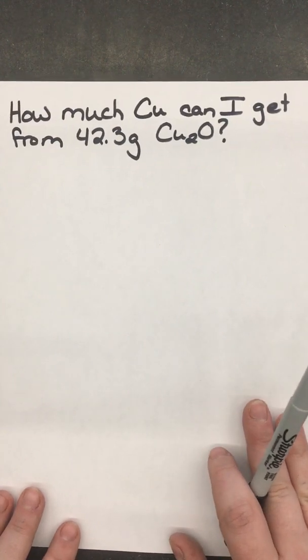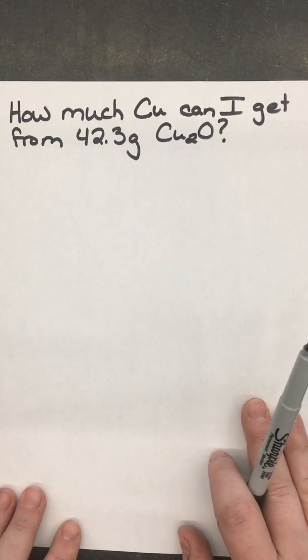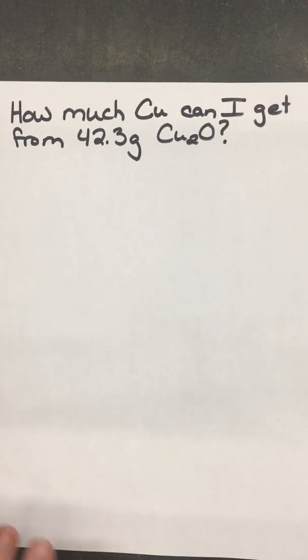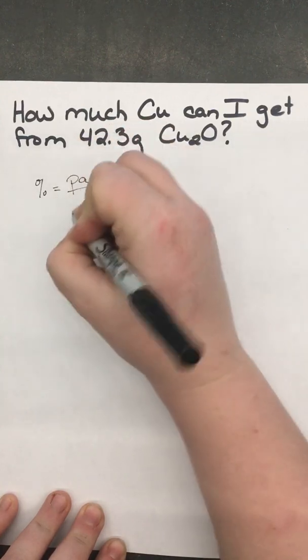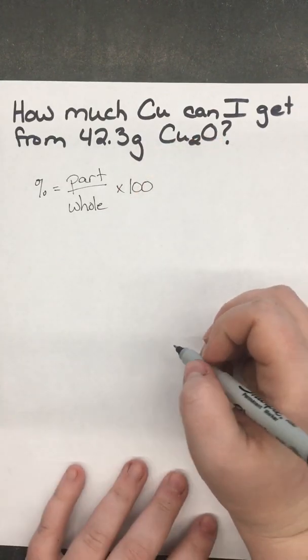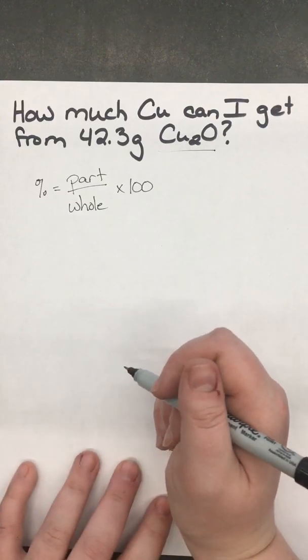So I know that I have Cu2O, and I want to know how much copper I can get from a 42.3 gram sample of this compound. So here I have the whole, I'm looking for the part, but I don't have the percent either. But if you remember, we found the percent composition from the chemical formula. So again, we have percent is part over whole times 100. So the first thing I need to do is find what percent of this compound is copper.